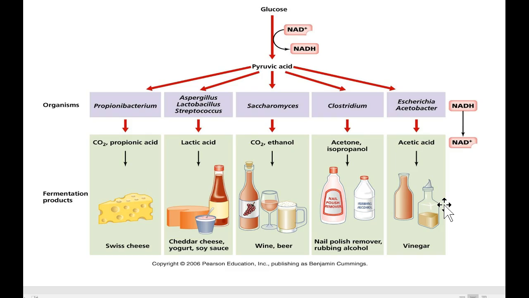If we're in with bacteria that's called Aspergillus or Lactobacillus or Streptococcus, we're going to get cheddar cheese, yogurt, and soy sauce. Yes, from Streptococcus, you know, strep throat. That's going to help us produce that. If we're using Saccharomyces, which is actually a yeast, we're going to get our ethanol, our beer and our wine and our spirits like that. Clostridium is going to give us our nail polish remover, and Escherichia or Acetobacter will give us vinegar.